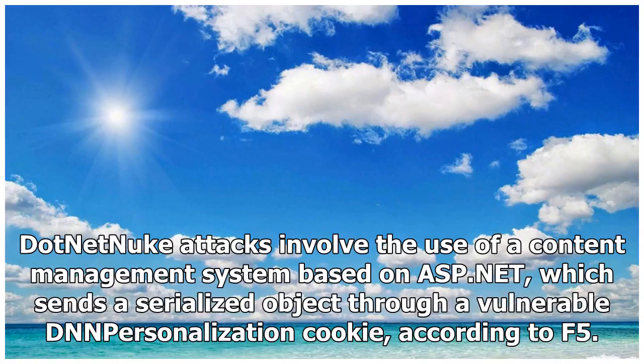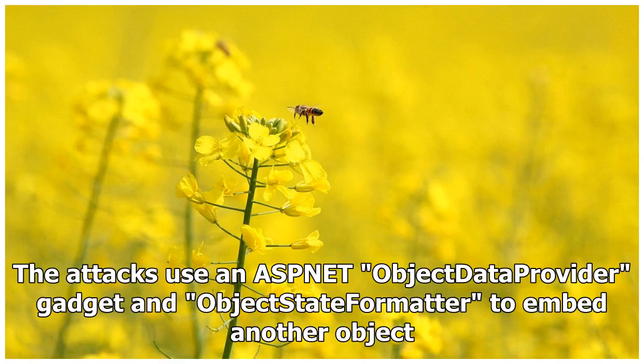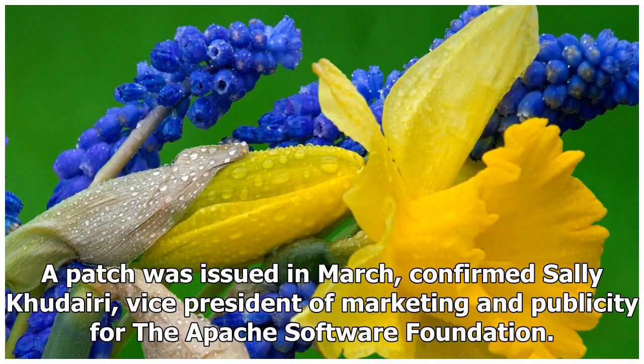.NET Nuke attacks involve the use of a content management system based on ASP.NET, which sends a serialized object through a vulnerable DNN personalization cookie, according to F5. The attacks use an ASP.NET ObjectDataProvider gadget and ObjectStateFormatter to embed another object. A patch was issued in March, confirmed Sally Kuderi, Vice President of Marketing and Publicity for the Apache Software Foundation.